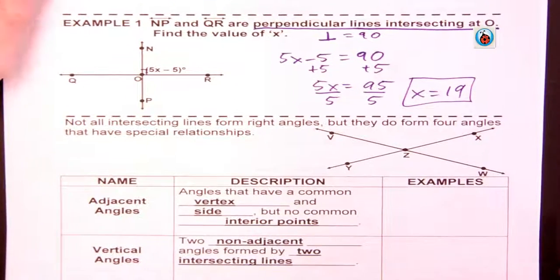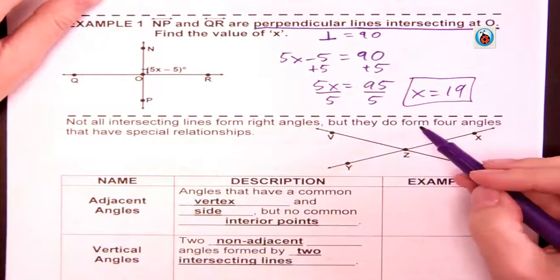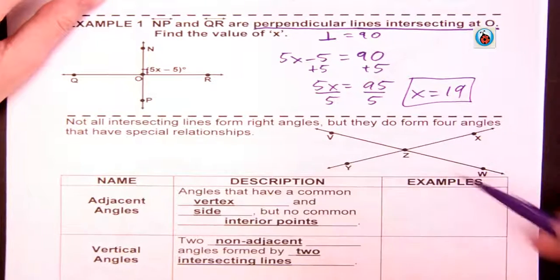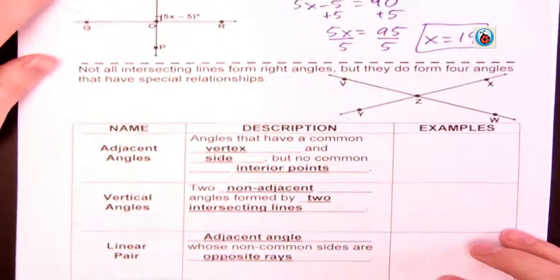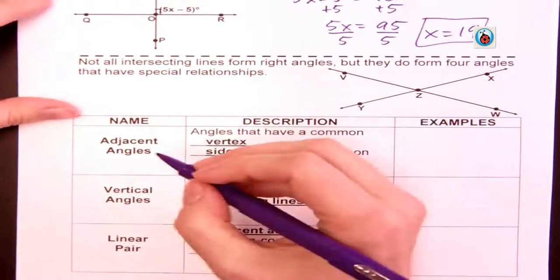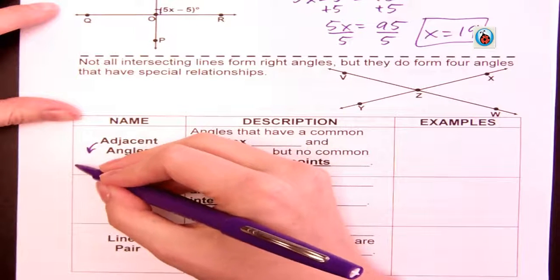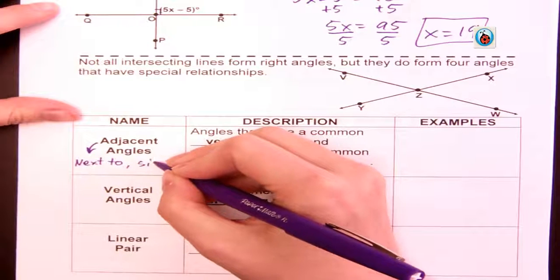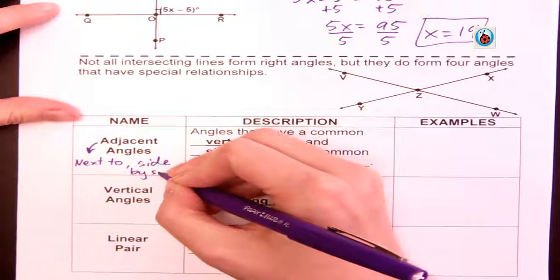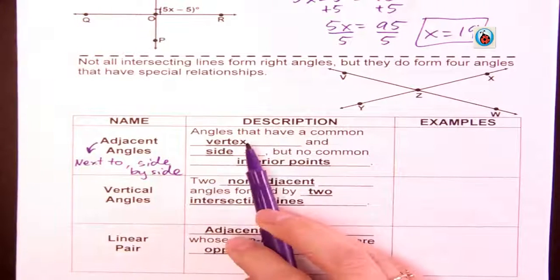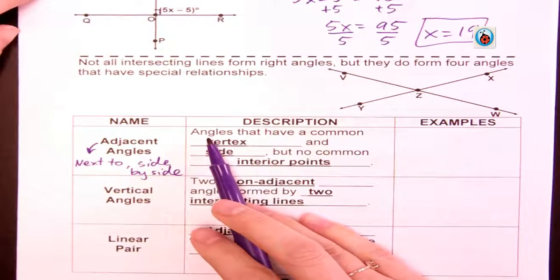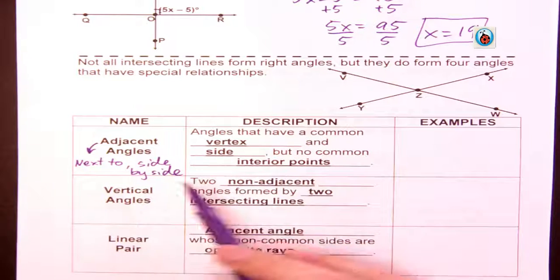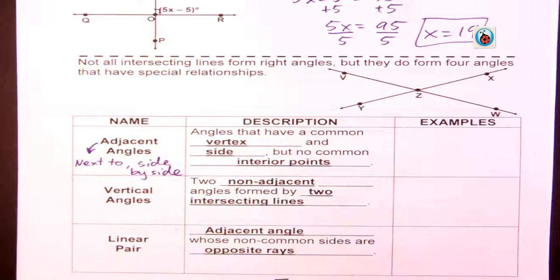Alright, sometimes they don't form right angles, so these are crossing, but we do have 4 angles here. So we have these 4 sides of this which form angles. So our first one is adjacent. Adjacent just means next to or side by side. And so this is a technical definition: angles that have a common vertex and side but no common interior points. But just remember, adjacent means they're next to, they're side by side.